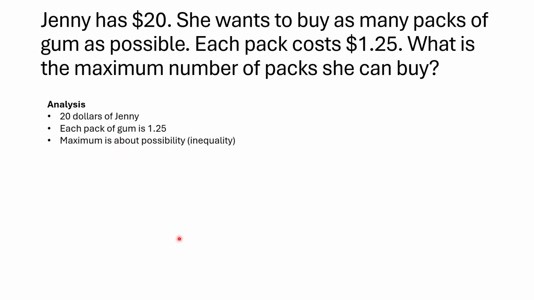It's about the possibility. Now, on the setup, that will be 1.25x is less than or equal to 20, since we don't want to have an answer greater than 20 because that's the maximum. Now, on the solution, you have 1.25x is less than or equal to 20. Using our division property of inequality, we divide both sides by 1.25. Now, the answer will lead us to 16.